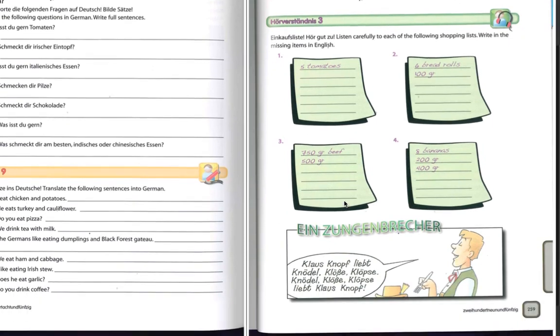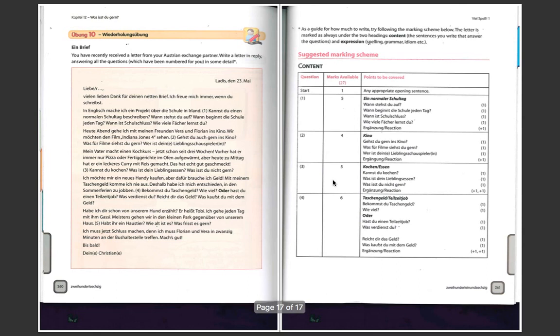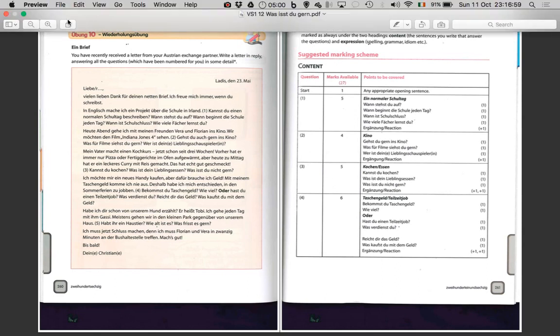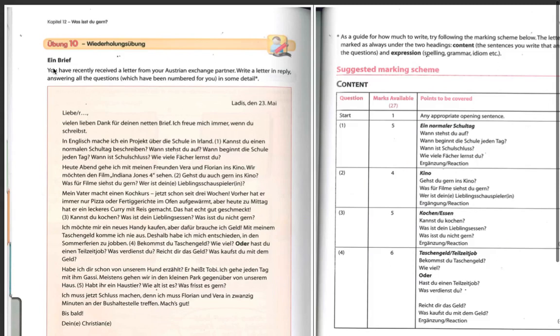Okay, so we have a listening comprehension that you will do in class with the teacher yourself. I want you to pay attention to this letter here, please. You have recently received a letter from your Austrian exchange partner. Write a letter in reply answering all the questions, which have been numbered for you, in some detail.